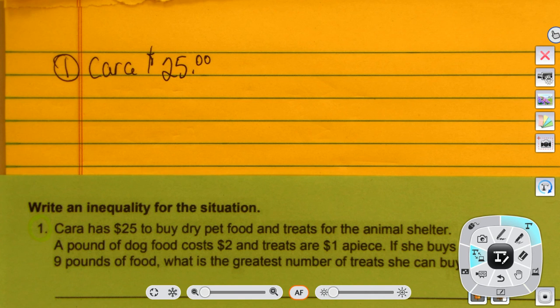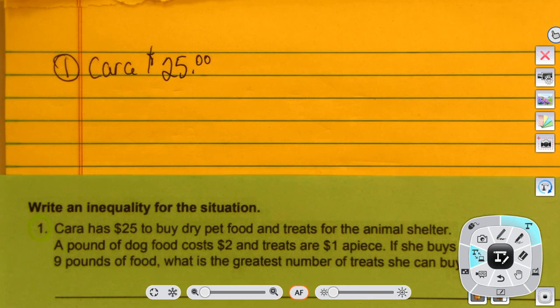$25? Yes or no? Well, she's got $25. So could she spend all 25? Yes. Sure, she could if she wanted to. She could spend 23. She could spend 20. She could spend 15. She could spend 1. But can she spend $26? No. Why not? Because she doesn't have it, exactly.